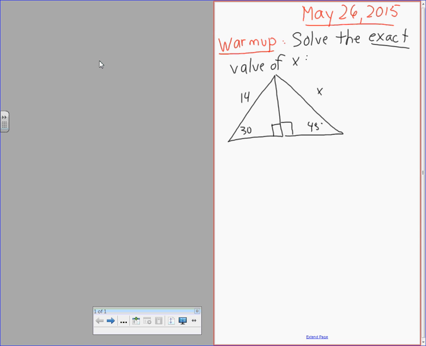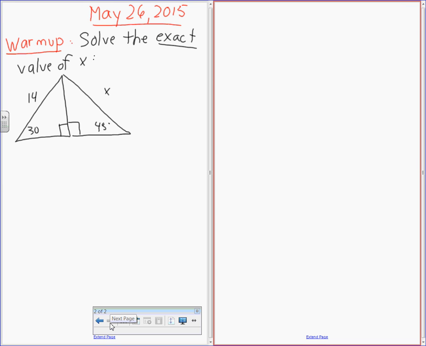I'm actually going to do the formula right now. Can I get somebody to be brave, please? And you only get to raise your hand once. Can somebody tell me how to get the 30, 60, 90 triangle? What do you do? Yeah, go ahead. Equilateral triangle.